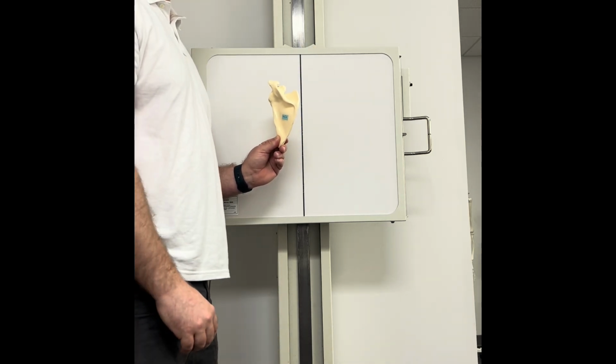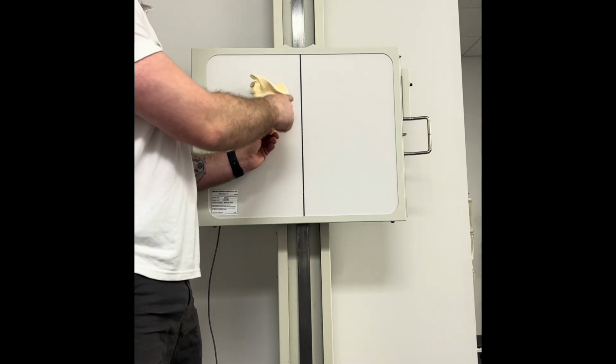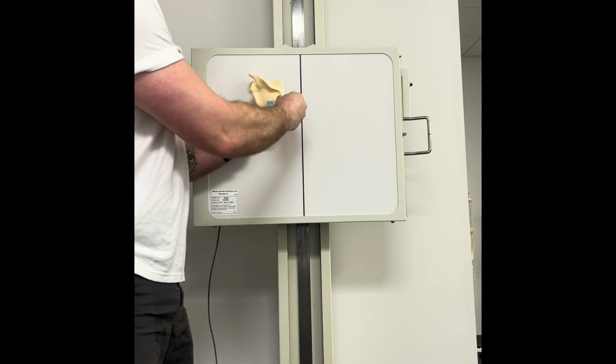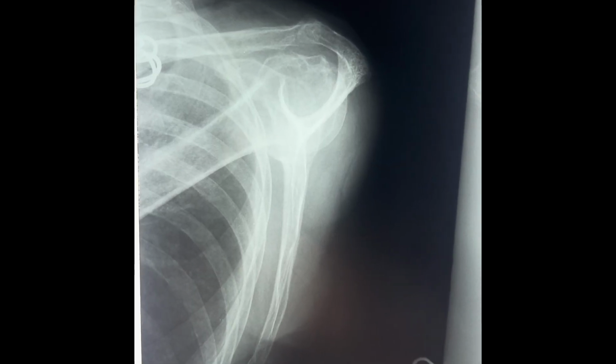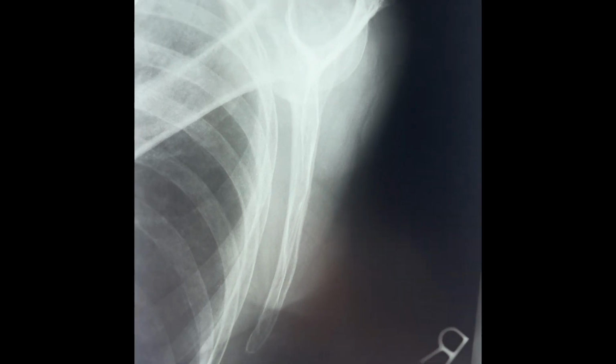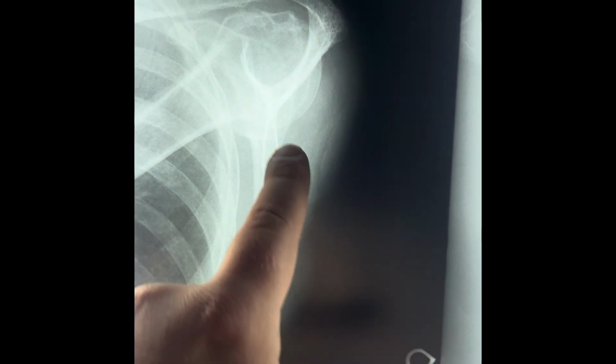On a lateral scapula or scap Y, we want to see the medial and the lateral border superimposed. Again, here we can see radiographically a scap Y with the vertebral and lateral border superimposed.